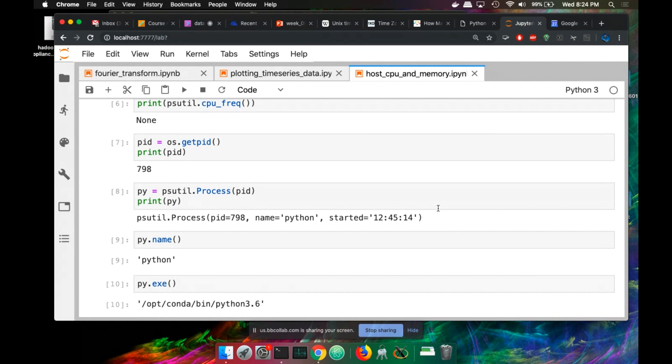I can ask what the process ID is of the current thing that I'm running. For instance, in this case, the Jupyter notebook, I can get a unique identifier associated with that process. When I ran this, it was process number 798. Then I can get some details about the process by using the psutil library, like the name of the program, when it started, and all this other good stuff.